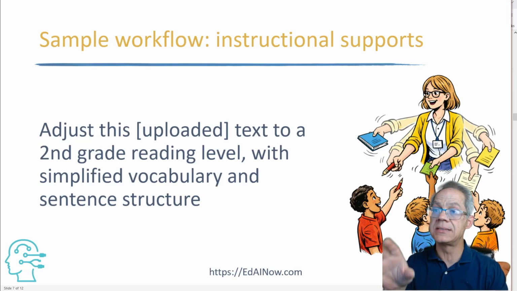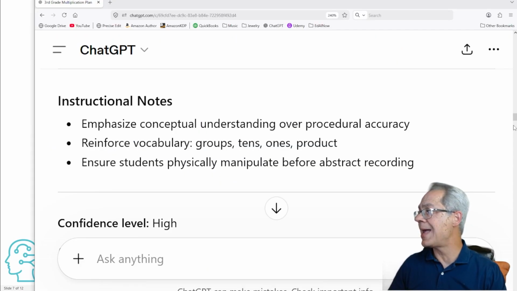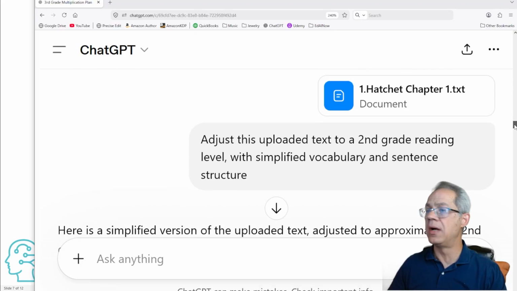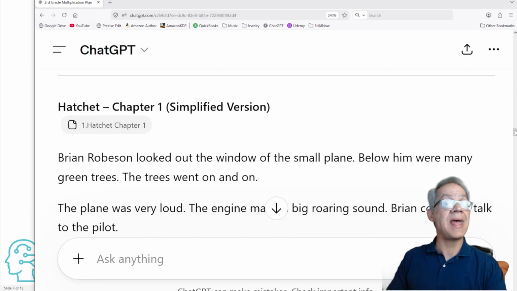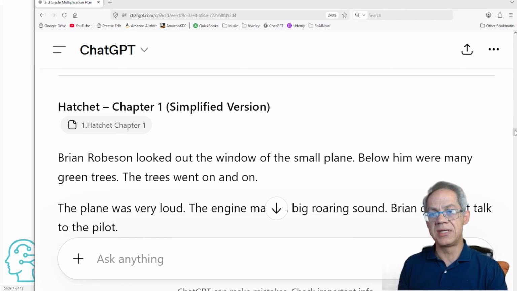So I provide this instruction: take the text, change it to a second grade reading level, simplified vocabulary and sentence structure. And for this example, I'm using Hatchet by Gary Paulsen, and I've uploaded it, which is about the 4th, 5th grade level, something like that. All right. In moments, what the AI has given me is a simplified version written for approximately the 2nd grade. And now my kids can read it and fully participate in class. I will make a little note.